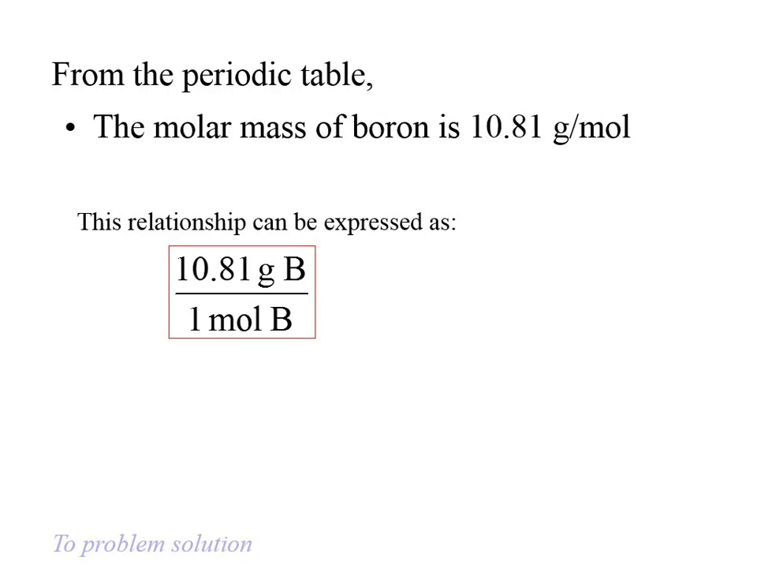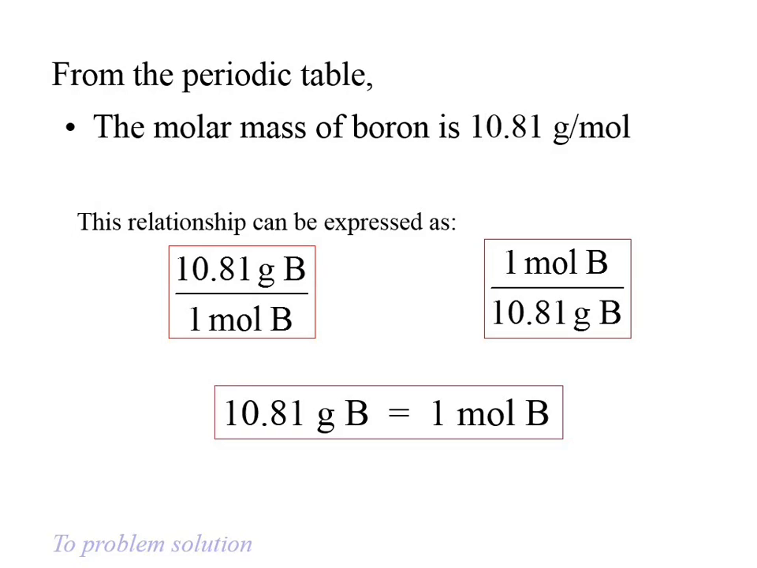So for boron, the decimal number is 10.81. Remember that decimal number counts as how much a boron atom weighs in AMUs. That decimal number also counts as the molar mass of the element boron. So we can come up with three ways to look at the molar mass of boron. We can say there are 10.81 grams of boron in 1 mole of boron. We can say in 1 mole of boron, there would be 10.81 grams of boron. We can flatten it out and say, for boron, 10.81 grams is equal to 1 mole of boron.